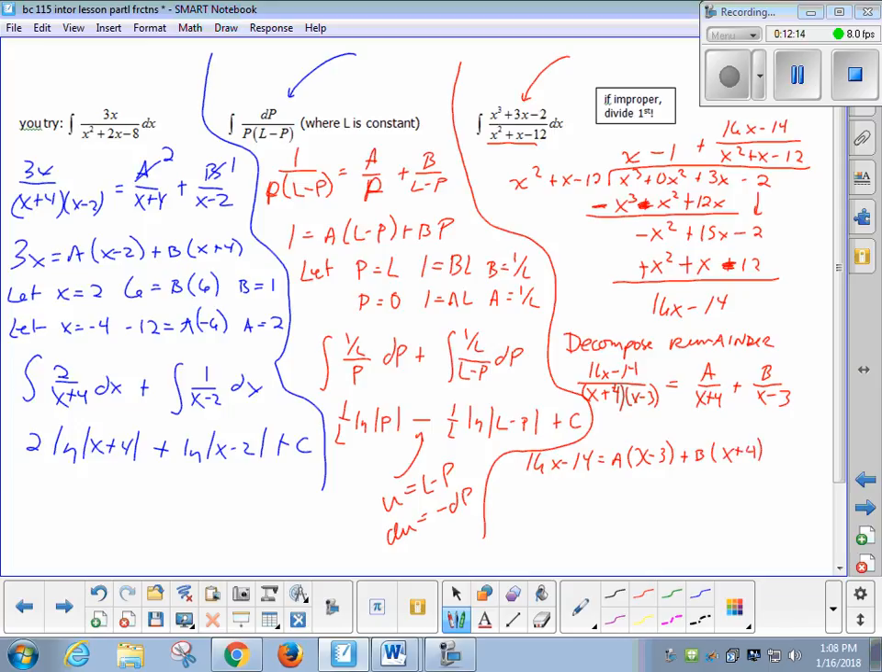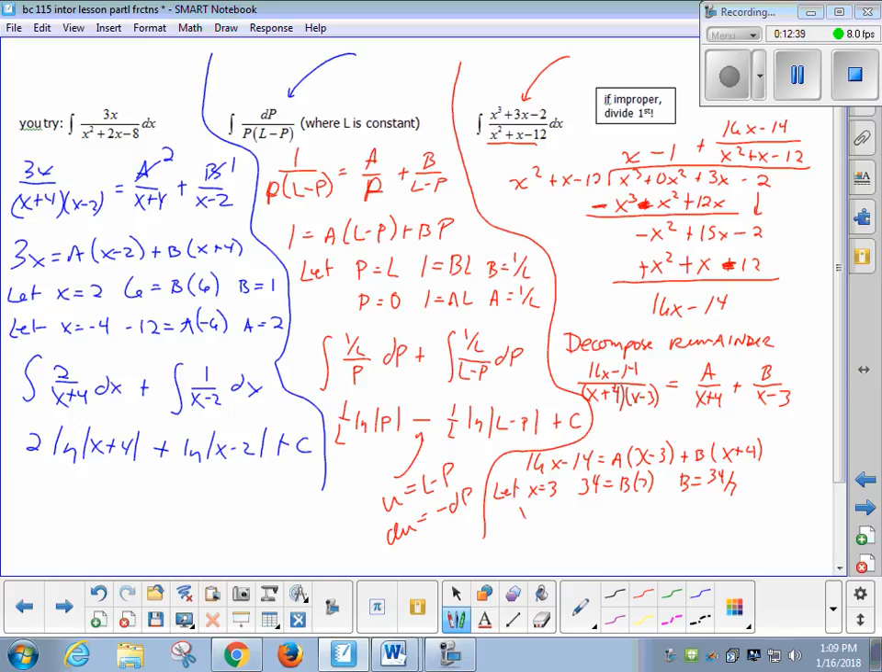We choose our x values to help us. Let x equal 3. If x is 3, then what's 16 times 3 minus 14? 34 equals, A goes away, B times 7. Therefore, B is 34 over 7. That's more like the ugliness I was expecting.